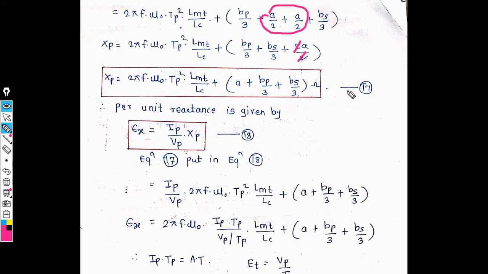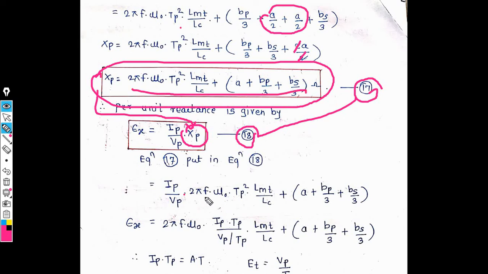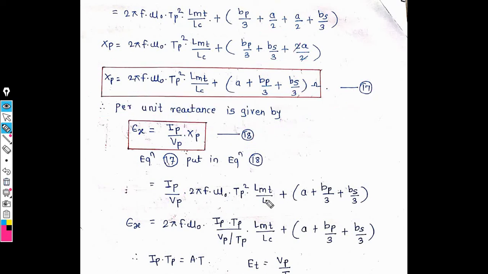The formula of per unit reactance is given by epsilon x, that is per unit reactance epsilon x, equal to Ip upon Vp into Xp. Then put the values of Xp here, that is equation number 17 put in equation number 18, in which Ip upon Vp as it is into the value of Xp, that is 2 pi f into mu 0 into Tp square LMT upon LC plus A plus Bp upon 3 plus Bs upon 3.